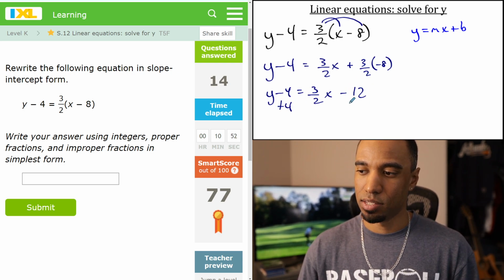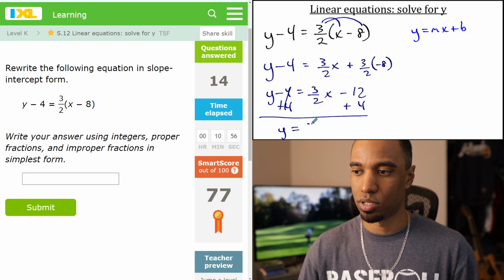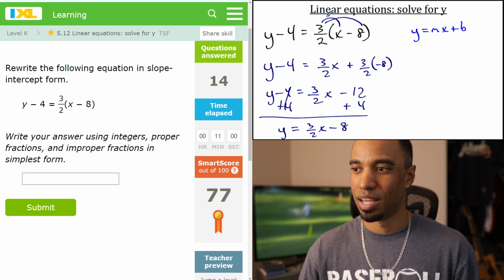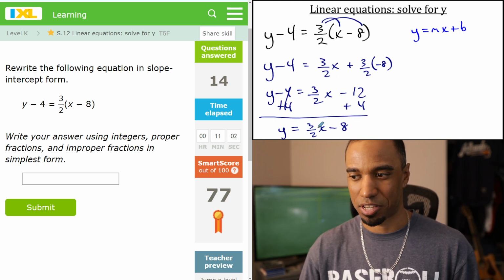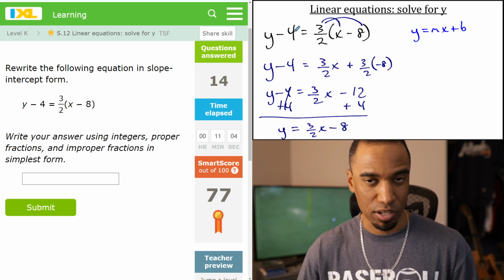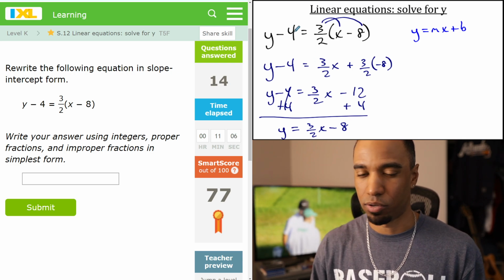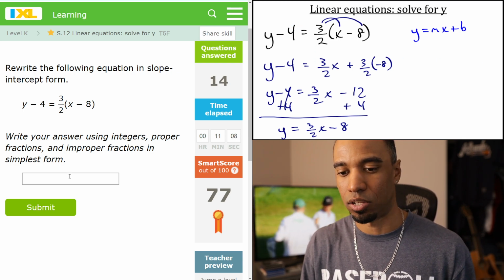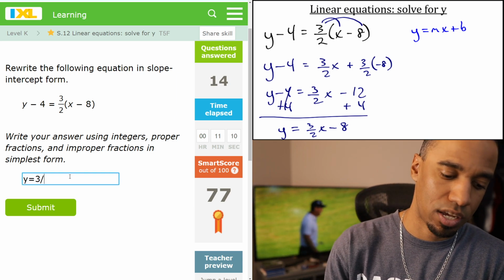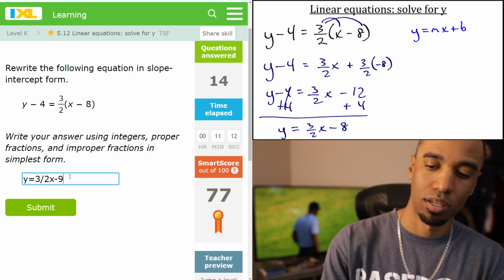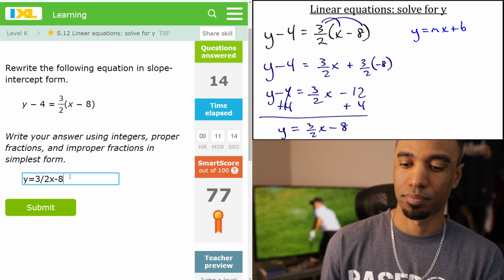Add 4 to both sides. Negative 12 plus 4 is negative 8. So y equals 3/2 x minus 8. Once again, kind of one of those weird ones where it's 3/2 x minus 8, 3/2 x minus 8. This time without parentheses, this time without the minus 4. Anyway, that's the final answer. Y equals 3/2 x minus 8. Thank you for challenging me a little bit more than before, IXL. I do appreciate that. I thought you didn't have it in you.